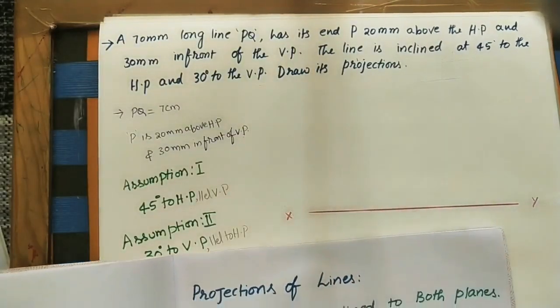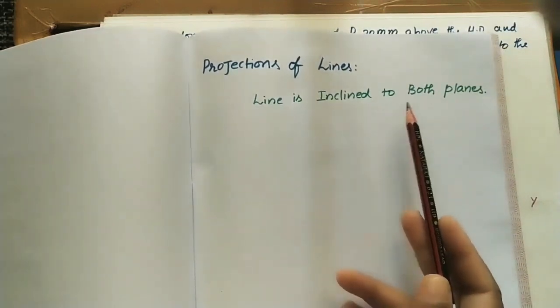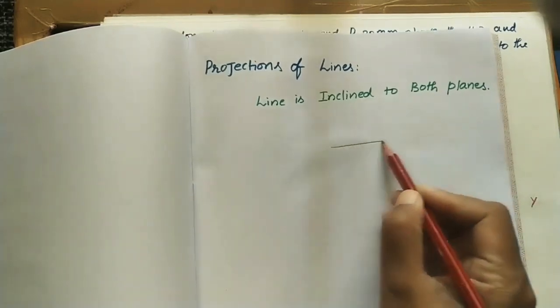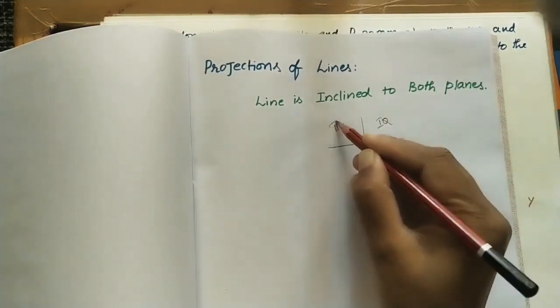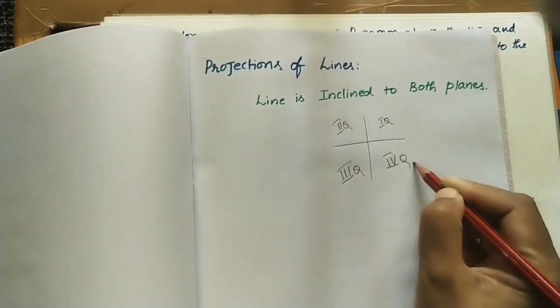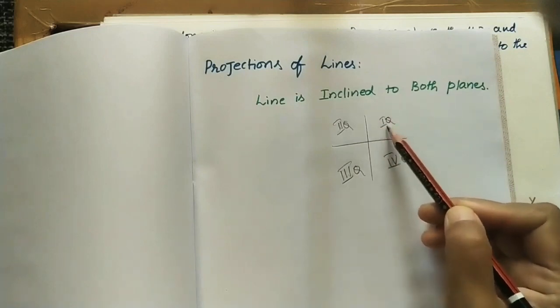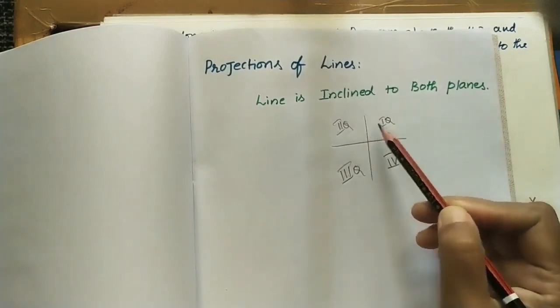Before taking this data, I want to explain the line position, how the line looks if it is making an angle with both the horizontal plane and the vertical plane. As we know, our line is in the first quadrant. If you are taking the graph, this is the first quadrant, this is the second, this is the third, this is the fourth. Whatever lines we are taking in these projections, we consider the line to be in the first quadrant. First quadrant means the line is above HP and in front of VP.